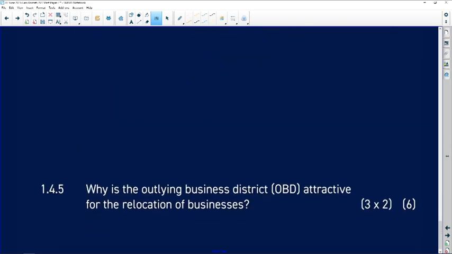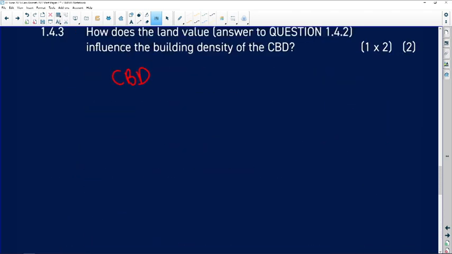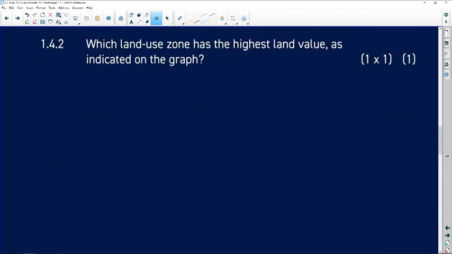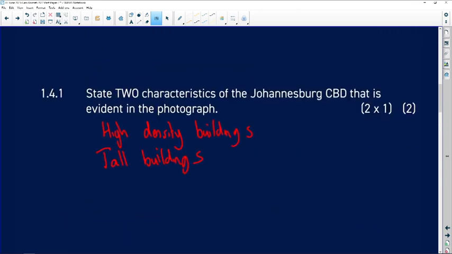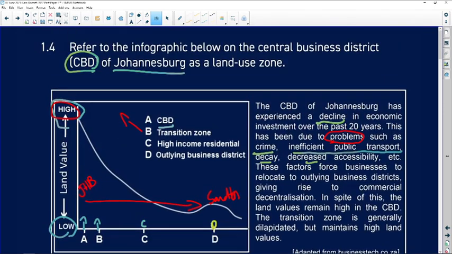Question 1.4.5. Why is the outlying business district attractive for the relocation of businesses? Now, let's just identify the problems again being experienced in our CBDs that was mentioned in this case study.